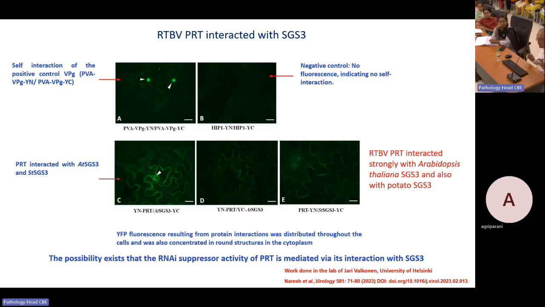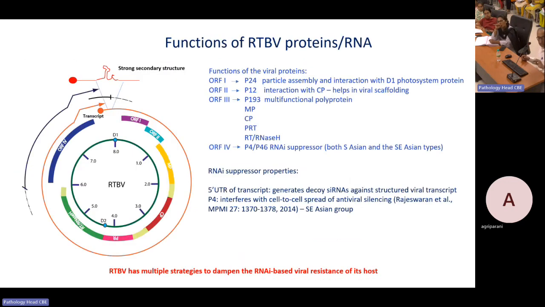And the antiviral strand, the suppressor function may be. So again, we come back to the functions of RTBV protein. And finally, we conclude that RTBV has multiple strategies to dampen the RNAi-based viral resistance of its host. So rice is trying to start an RNAi response against the virus. And RTBV has multiple strategies to dampen this resistance reaction.